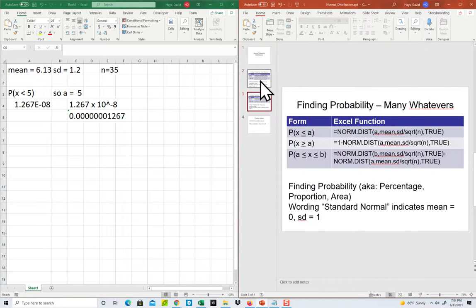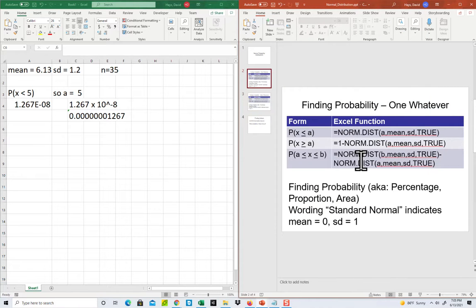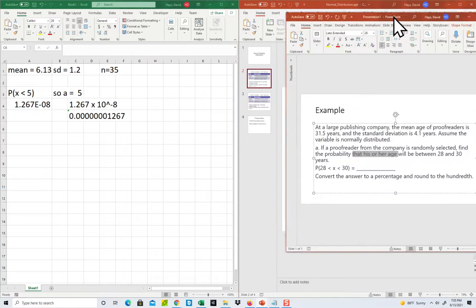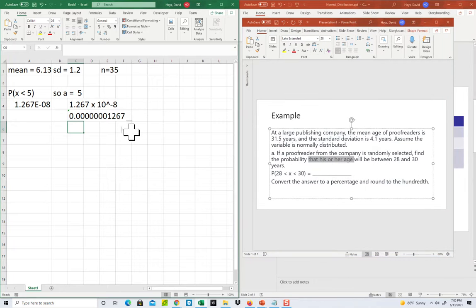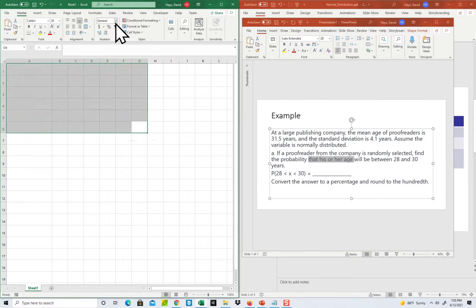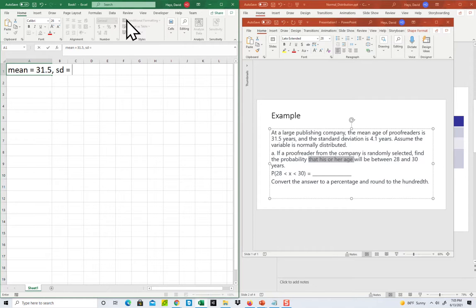So we're going to be using these forms right here. So let's write down what's given now. At a large publishing company, the mean age of proofreaders is 31.5 years. So mean is 31.5. Standard deviation is 4.1. And I guess we don't got an n because we're talking about one person. And we're looking at probability that is between 28 and 30.